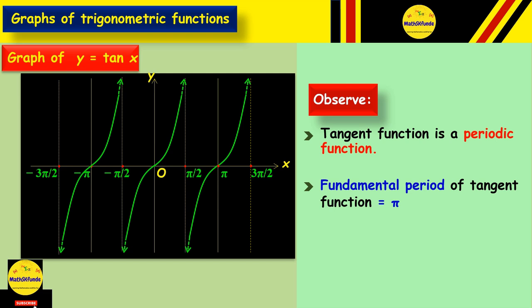Why do I say that the fundamental period of the tan function is pi? What you see is that in 0 to pi, there is one branch which goes up and there is another branch which comes down.